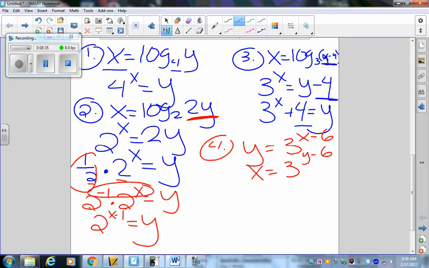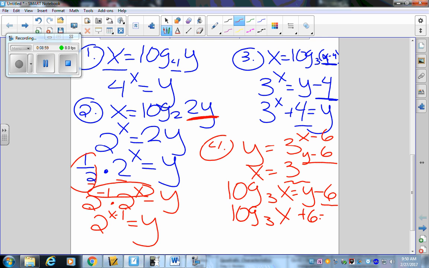We'll take the log, okay? We're taking the log to move this out from my exponent. So log base 3 of x equals y minus 6. Remember, in exponential form, whatever is with the base ends up being on the other side of the equal sign and vice versa. All right, now I move this. So log base 3 of x plus 6 equals y.